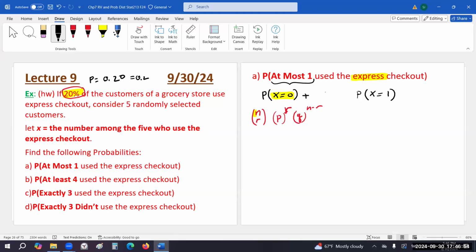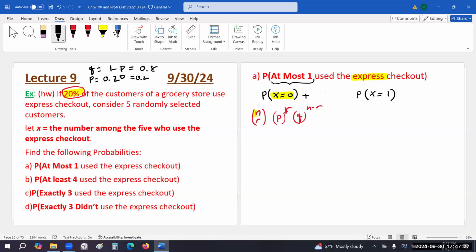Because you're looking for who used express checkout. If you were looking for who did not use express checkout, and they told us 20% did not use it, that means our P would have been 20%. So whatever we are looking for, our success is based on that. So if P is this, what is our Q? It's 1 minus P, right? So 1 minus 20% gives us 80%.